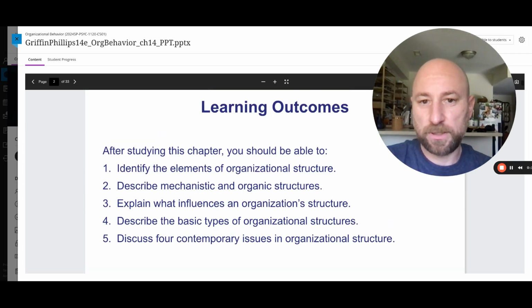Learning outcomes. After studying this chapter, you should be able to identify the elements of organizational structure, describe mechanistic and organic structures, explain what influences an organization's structure, describe the basic types of organizational structures, and discuss 4 contemporary issues in organizational structure.